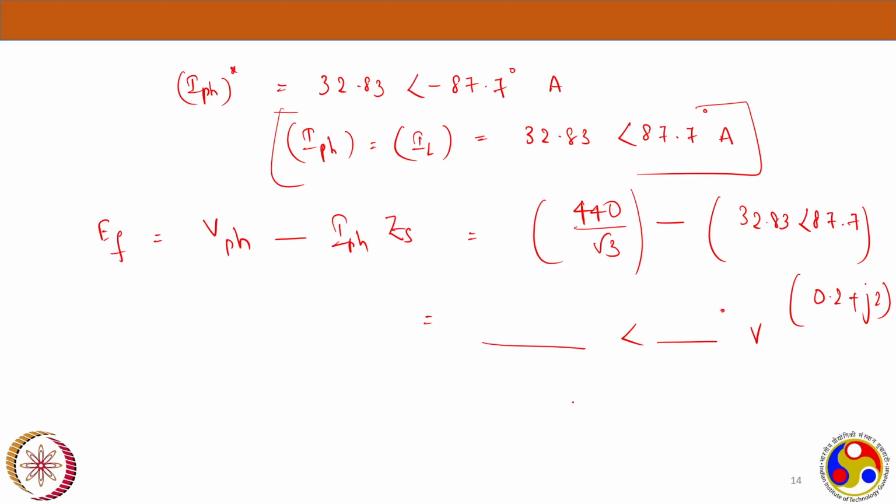There is no separate calculation required for the delta, because delta is nothing but the angle between V and EF. We always take V as the reference, so whatever angle you get here will be the delta. So 440 is at an angle of 0, that means 440 minus IA ZS. You can do the simple calculation. Let me know the excitation voltage you got.